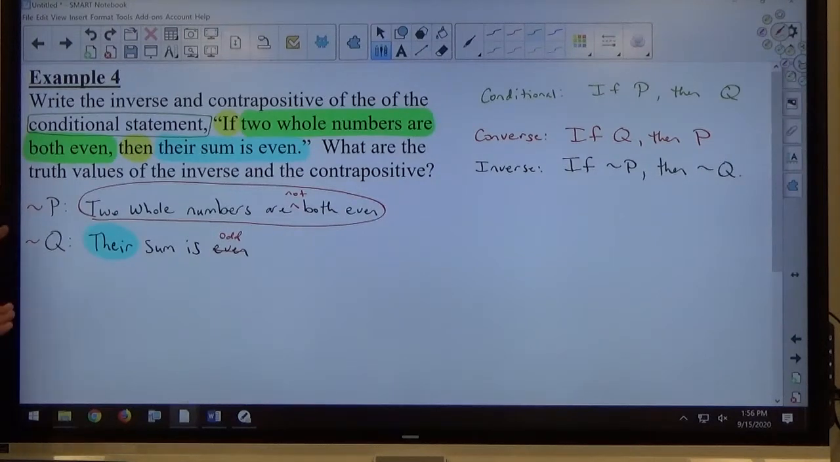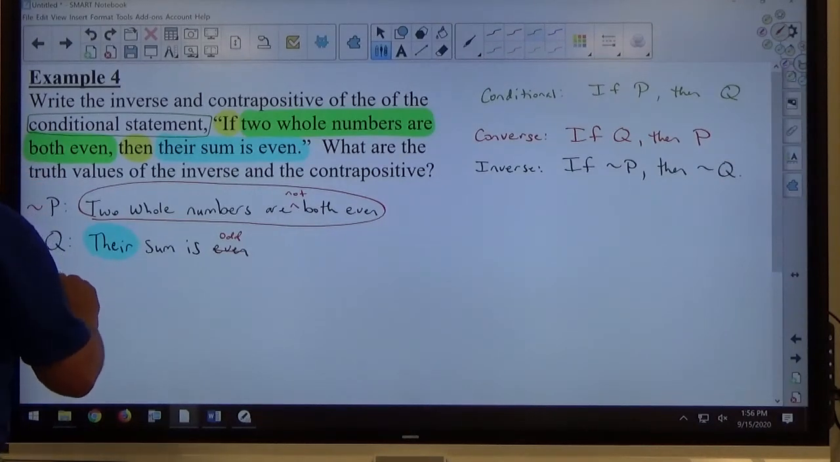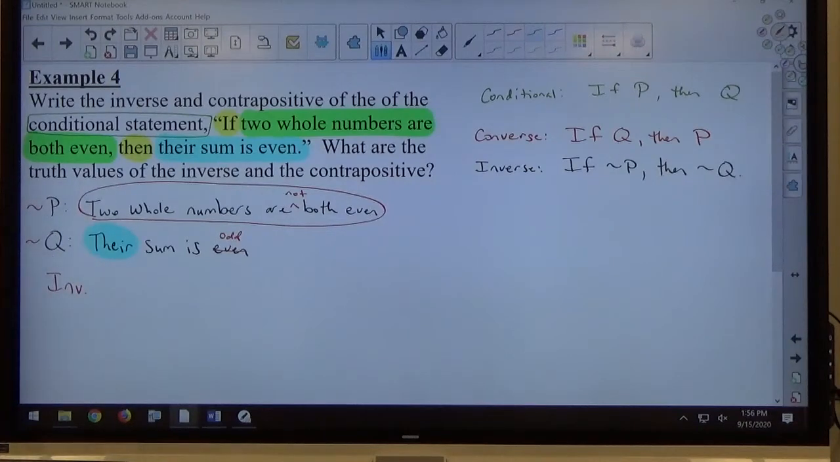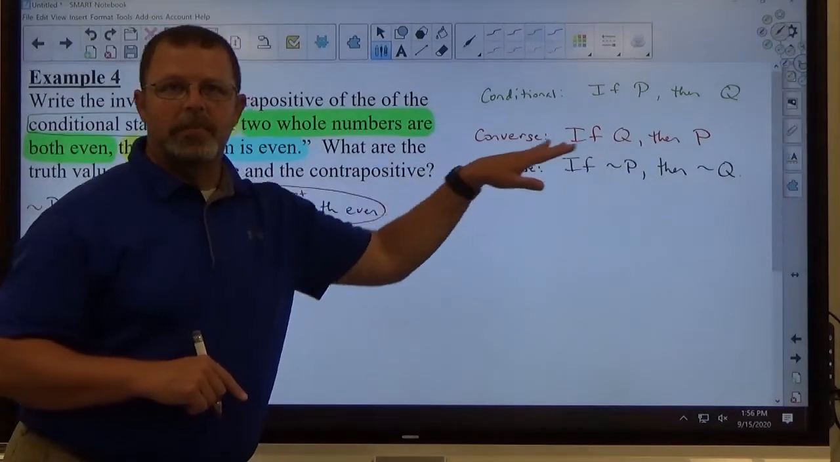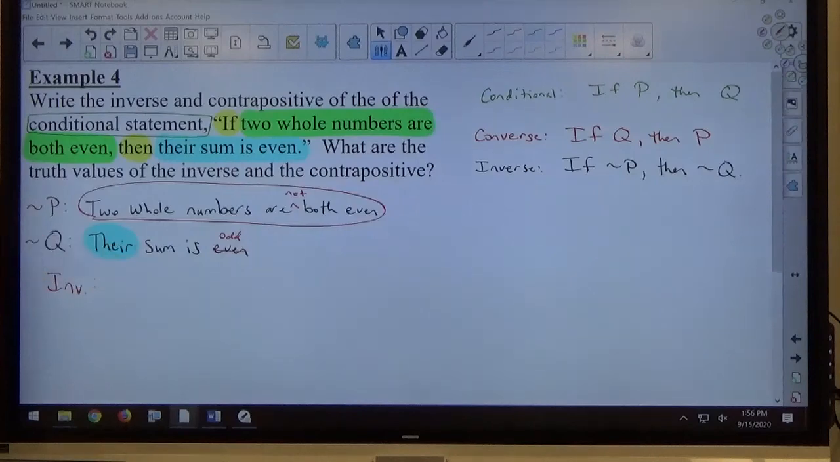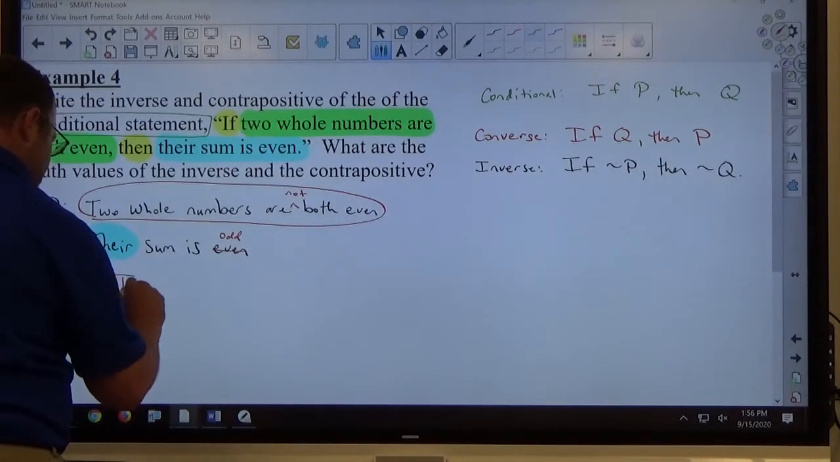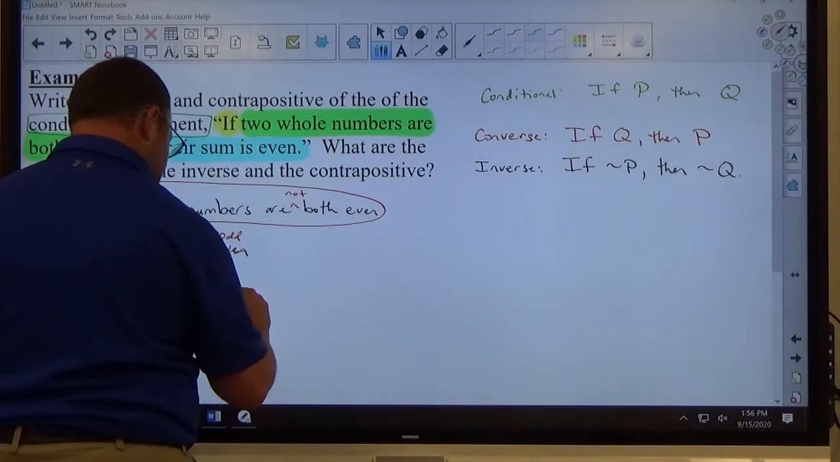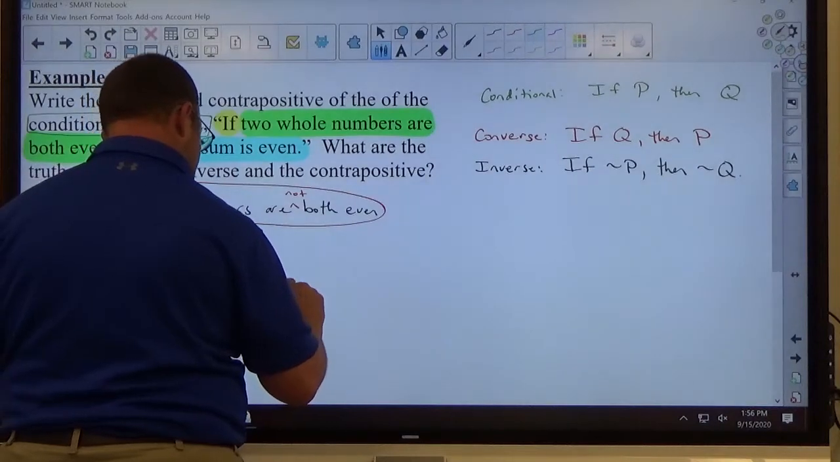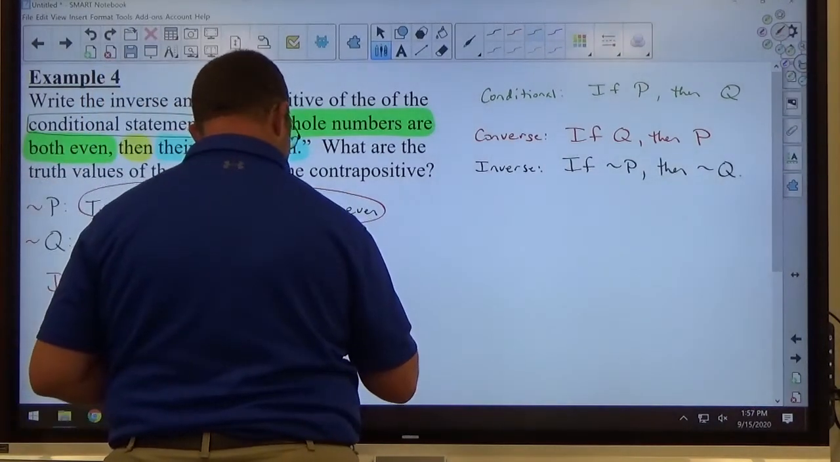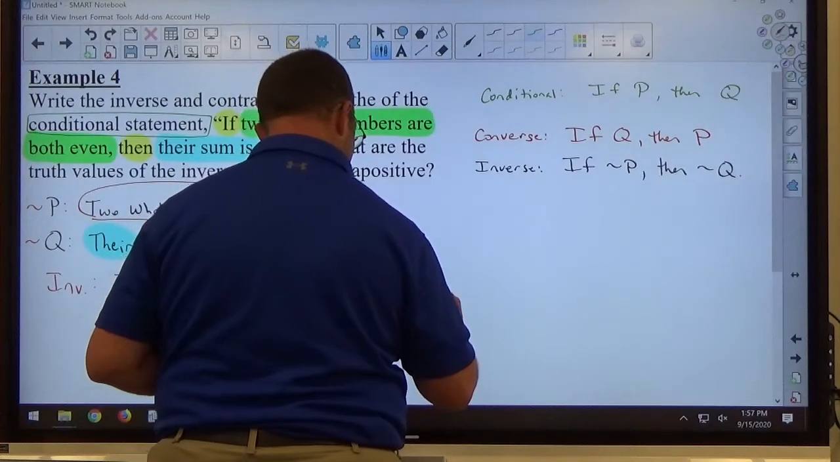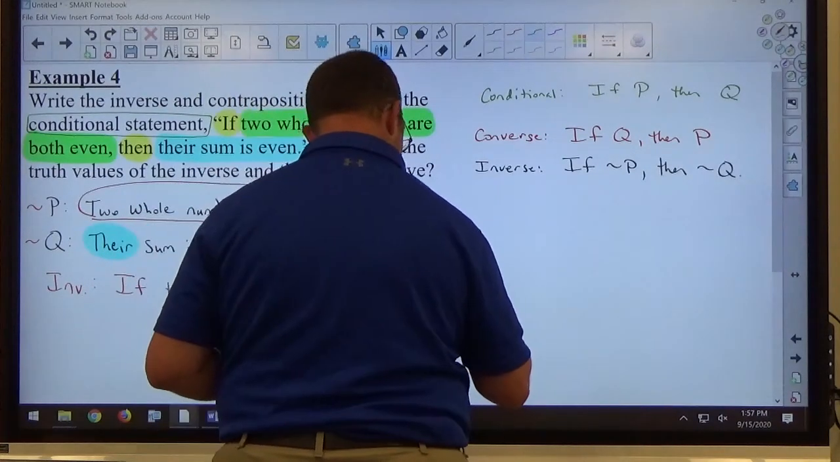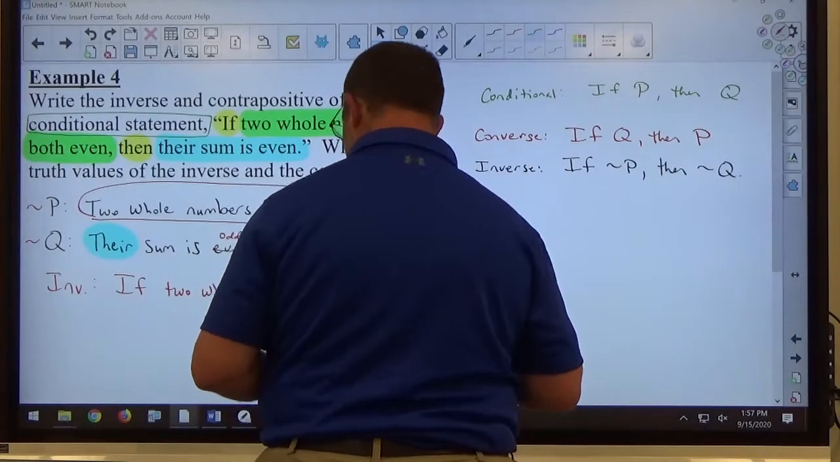So, if I'm making the inverse, and I've already established what not P and not Q look like, I'm going to write it like this. The inverse, I'm going to write INV, period. I need to write a conditional statement because an inverse is a conditional statement, and it's going to be constructed of these two things with if and then thrown in. So I'm going to write: if two whole numbers are not both even, then their sum is odd.